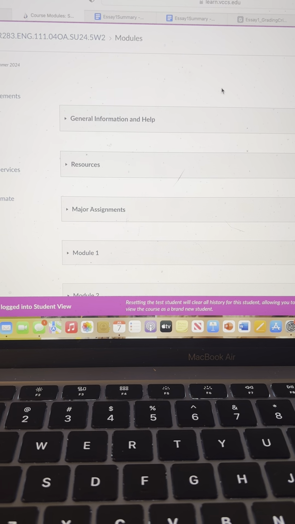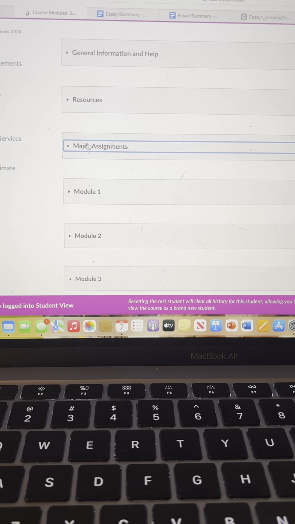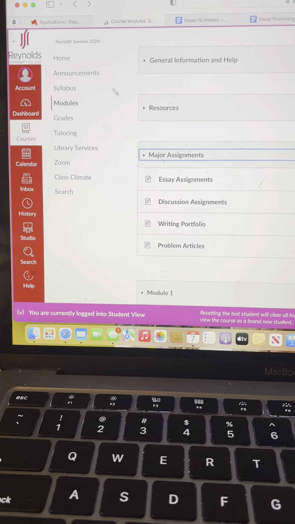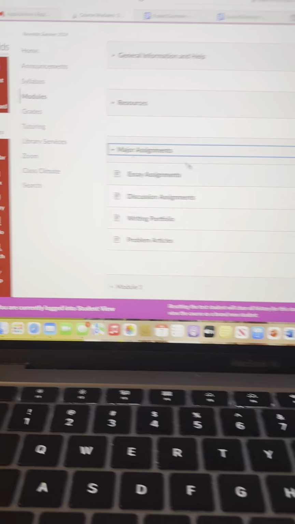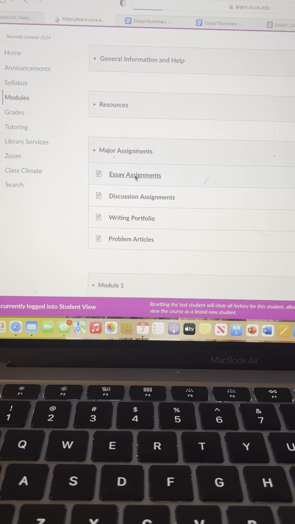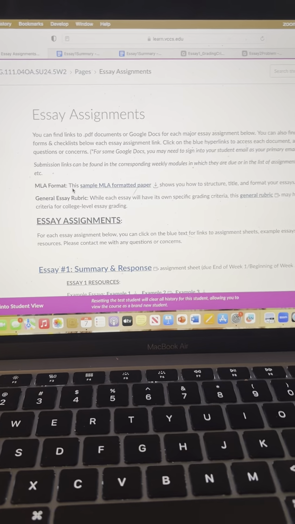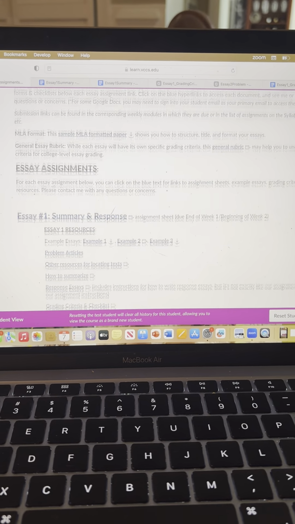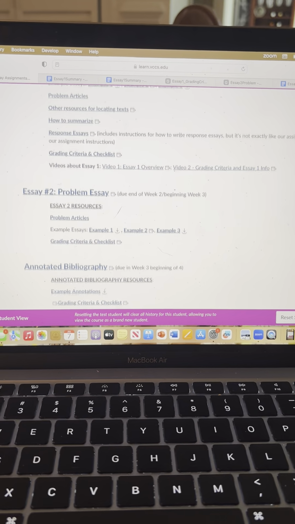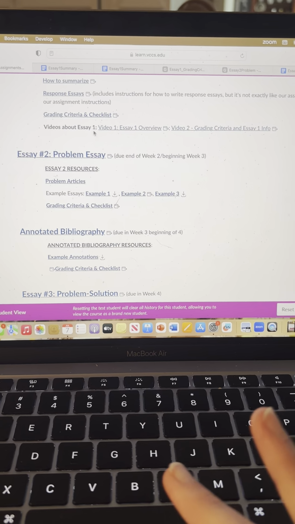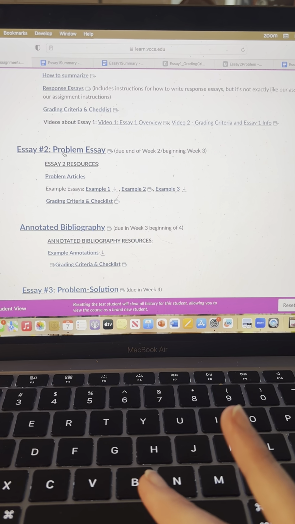I want to come on real quick and talk about the next major assignment, essay number 2. So I am in our course, in modules. I've gone to the major assignments, and I'm heading into essay assignments. You have all that information right there about essay assignments. We scroll down because we are finishing up essay number 1 this week, and we're heading into the problem essay.